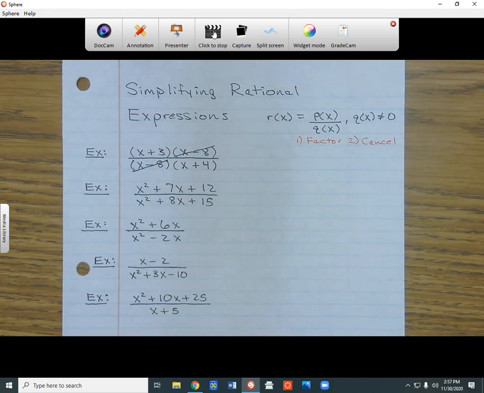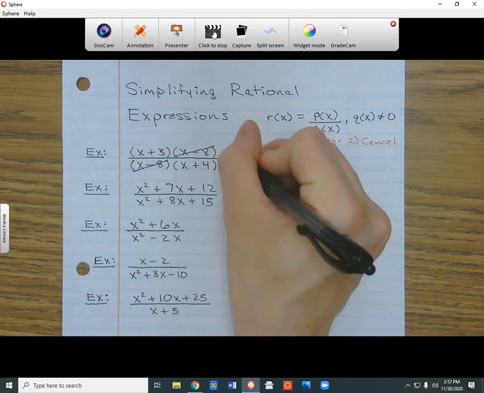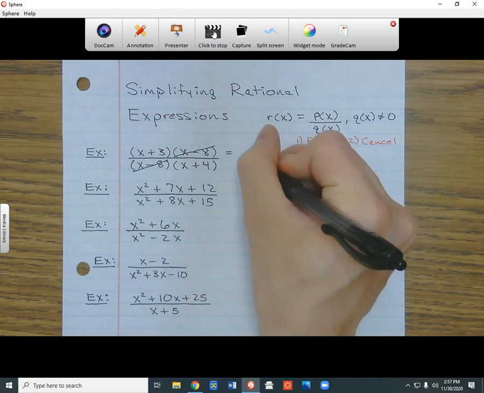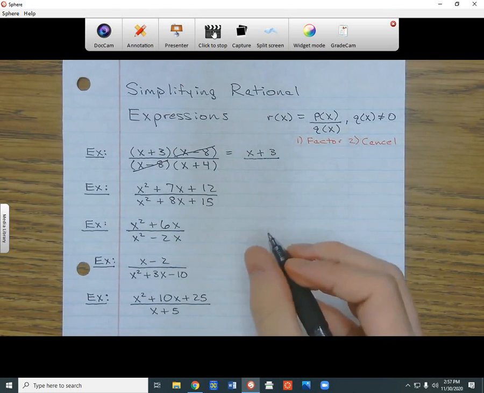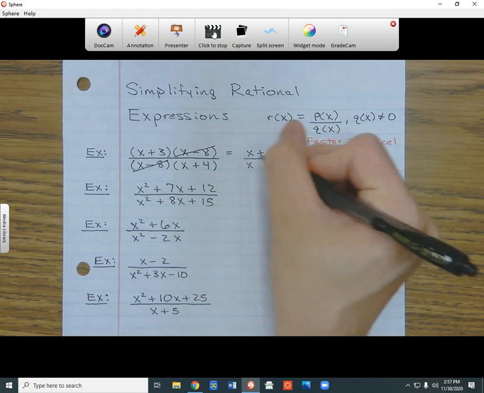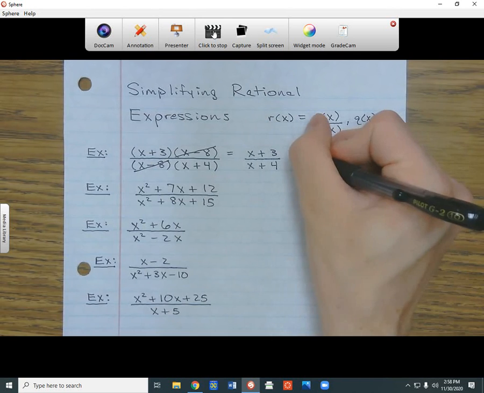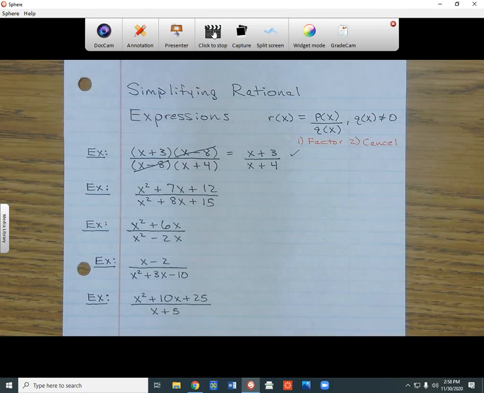So those are gone. And the only thing I'm left with is the x plus 3 at the top. The only thing I'm left with at the bottom is the x plus 4. And since there's nothing left to cancel out, I'm done. So that's how you cancel out. Let's look at this next one.